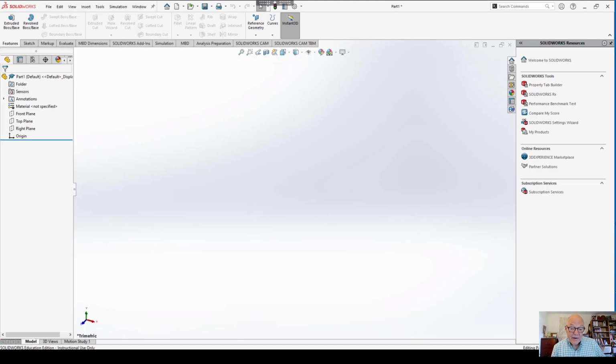Okay, so now we're making a new part. We're using inches, pounds, and seconds. Now the first thing you need to recognize is that every part file starts with 4 elements, and those elements are listed over here in this feature tree. You have a front plane, a top plane, a right plane, and an origin. It's basically the Cartesian coordinate system.